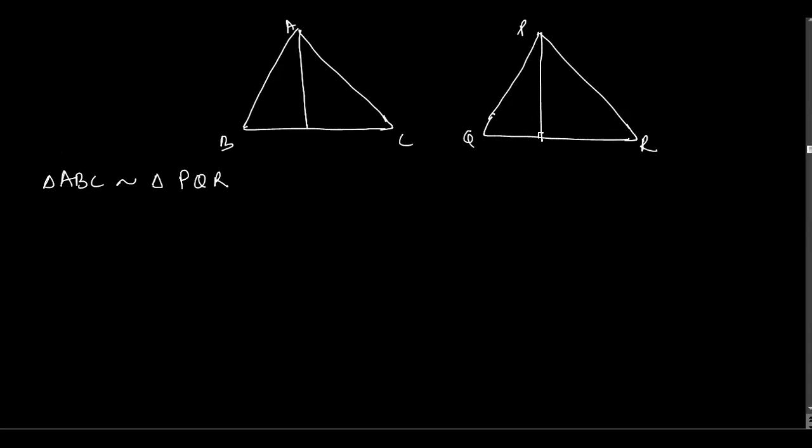so how will you prove that AD upon, so this is AD, this is PS. So AD upon PS will be equal to AB upon PQ. How will you prove this one? Will it be equal or not? First of all, tell me.